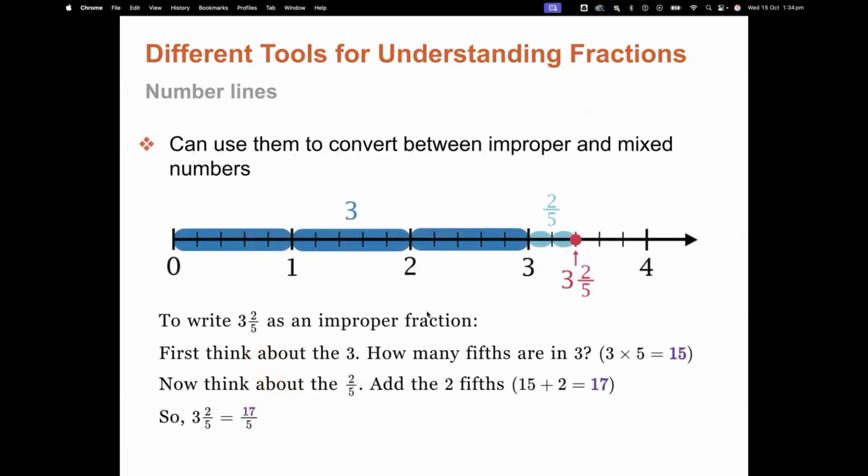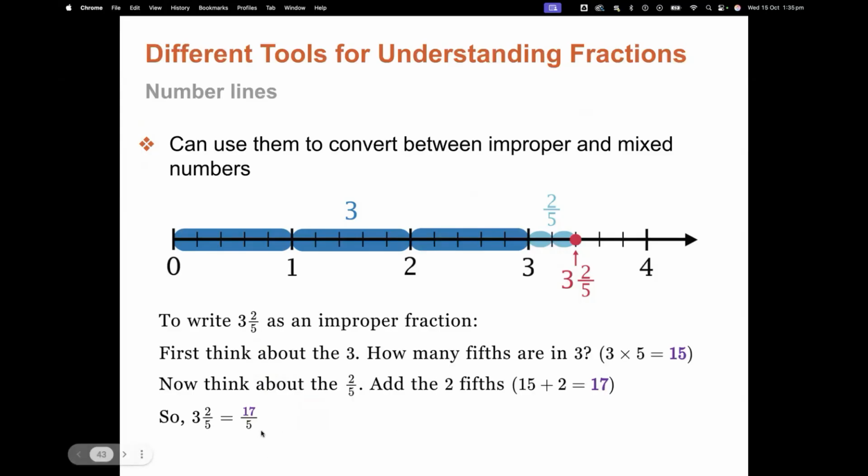And this is what I was talking about before. You can use them to convert. So here, there's a number of ways you can do this. You can count, you can go 1, 2, 3, 4, 5, and get all the way to 17. Or you can use multiplicative thinking. You can say, well, there's 5 parts in each whole. So I can count 5, 10, 15, and then 16, 17. So this 3 and 2/5, the other way I can write it is 17/5.